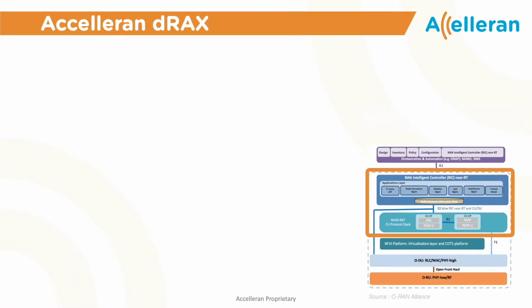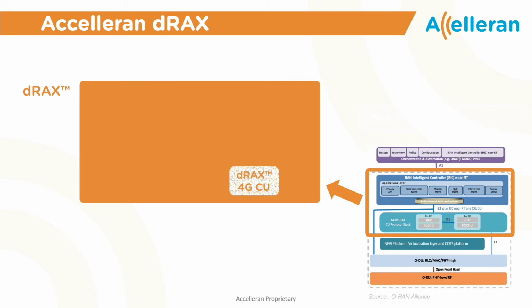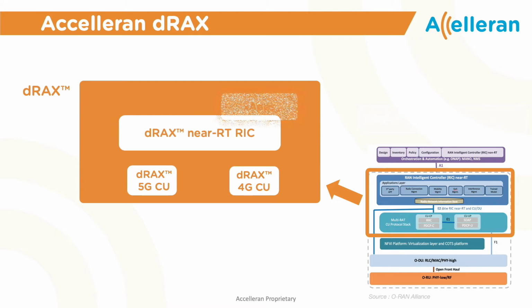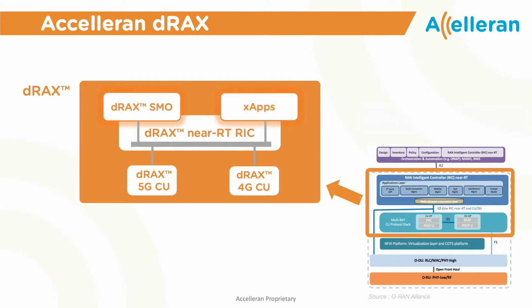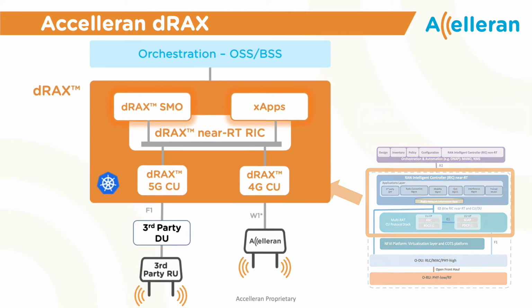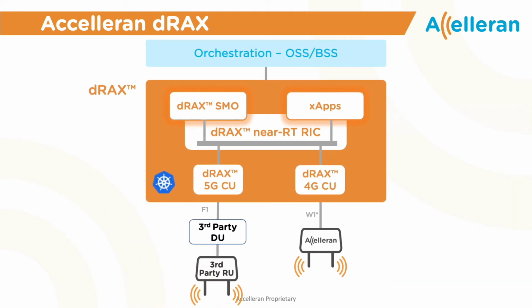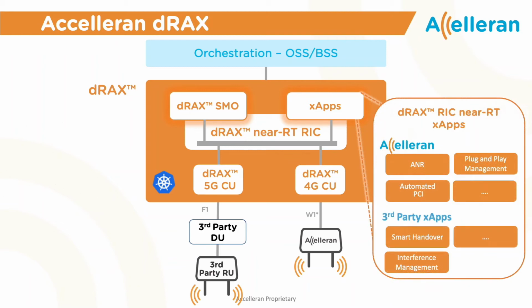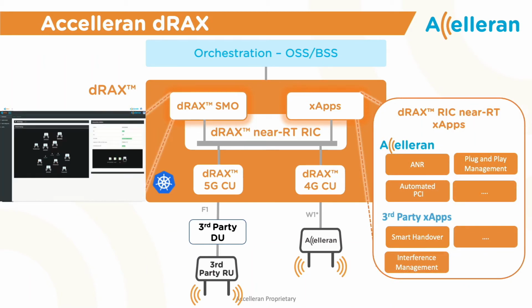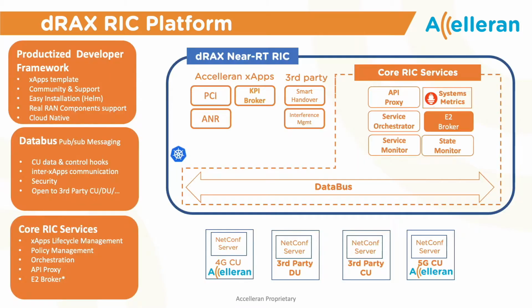For demos, we'll be using dRAX, which is Accelleran's cloud-native Open RAN platform. dRAX consists of a 4G CU, a 5G CU, a near real-time RIC, which hosts xAPPs as well as some SMO layer, and all of this communicate through a high-throughput messaging bus and is a fully cloud-native platform orchestrated with Kubernetes. dRAX RIC is a fully productized developer platform which hosts xAPPs from Accelleran, but also from third-party developers who are taking advantage of this platform.